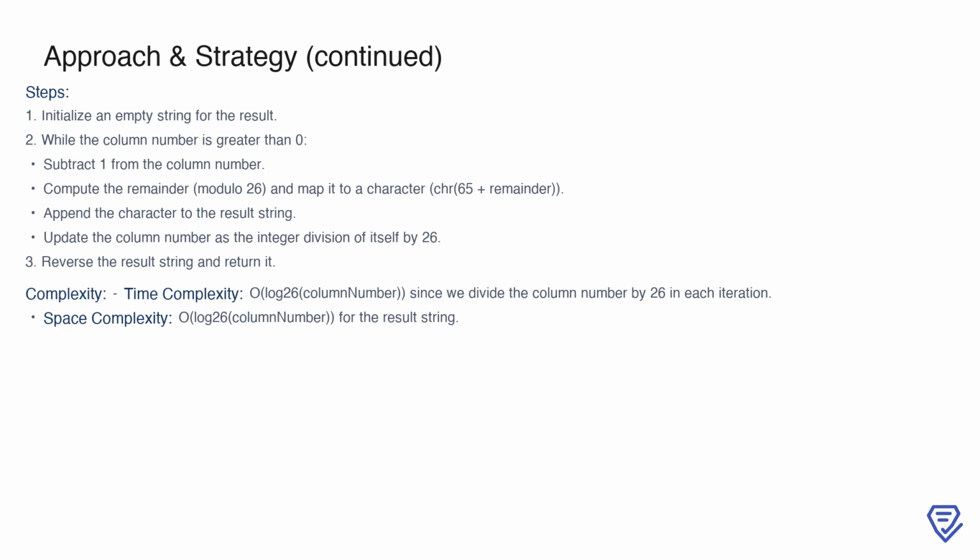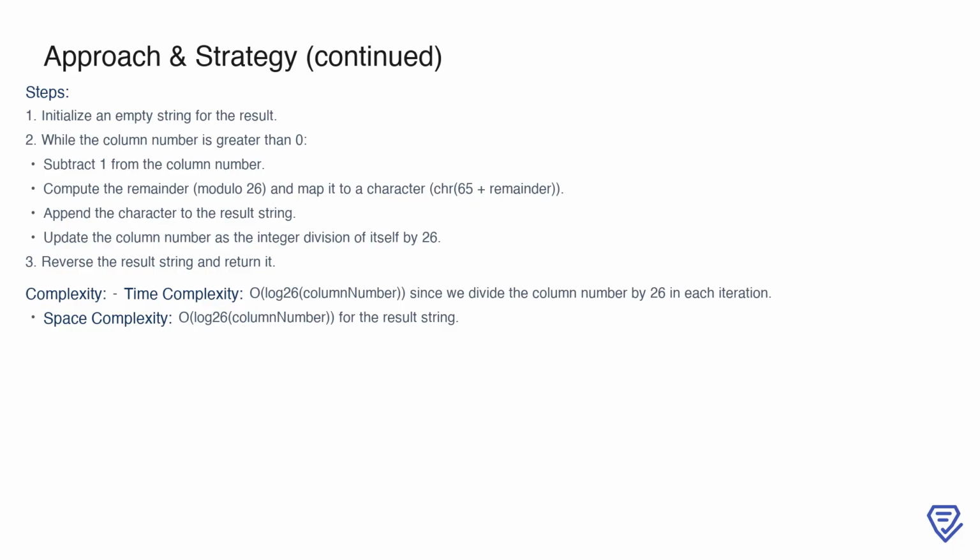First, we initialize an empty string to store the result. Then, while the column number is greater than 0, we subtract 1 to adjust for one-based indexing. Next, we compute the remainder when the column number is divided by 26. This remainder is mapped to a character using the formula chr(65 + remainder), where 65 is the ASCII value for A. We append this character to our result string. After processing the remainder, we update the column number by performing integer division by 26. This reduces the column number for the next iteration.